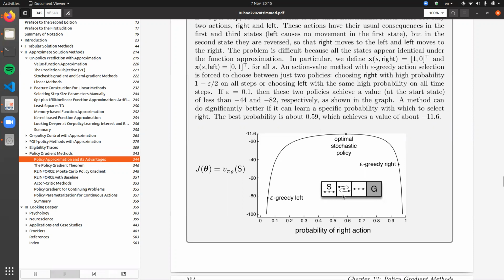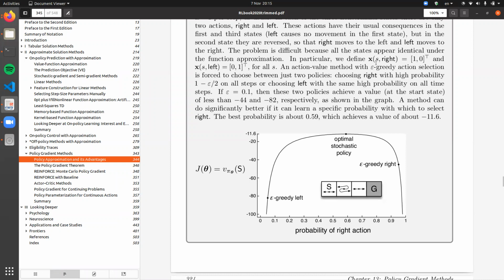But in the second state, we have that switch, a twist. By applying a right action, we will actually move left, and vice versa. And that makes the greedy policy obsolete. So you can easily imagine why we have problems here when we have action values.